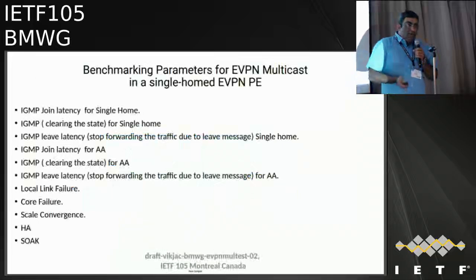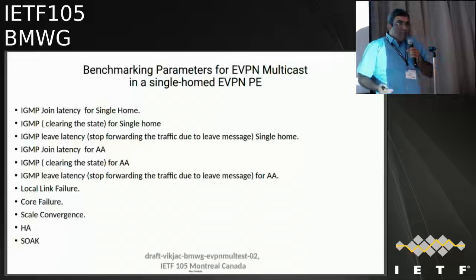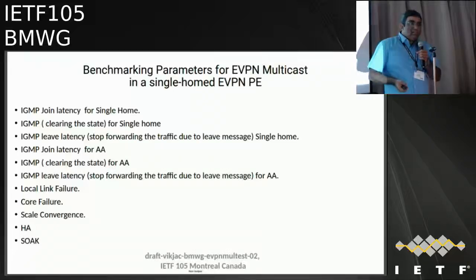These are the parameters we are defining to benchmark this service. First, the IGMP join latency: how fast the DUT joins once the IGMP membership report comes in, sends the type 6 routes, and is able to get the traffic. Then the IGMP leave, either by sending an IGMP leave or by a timeout if the host is not responding. How fast it leaves matters, because it has to stop unnecessary flooding to the system. So these are clearing the state, the leave latency, and the IGMP leave as well as the timeout.